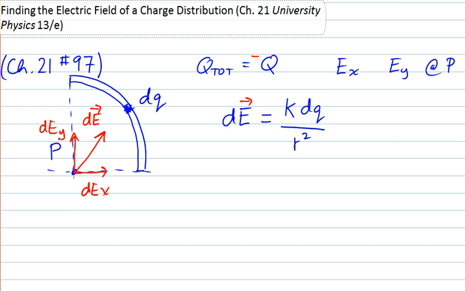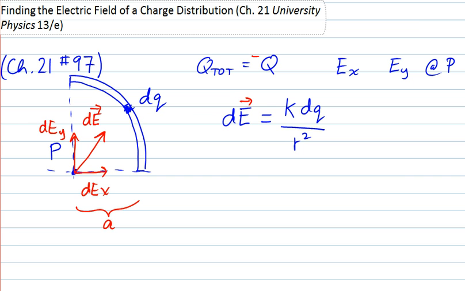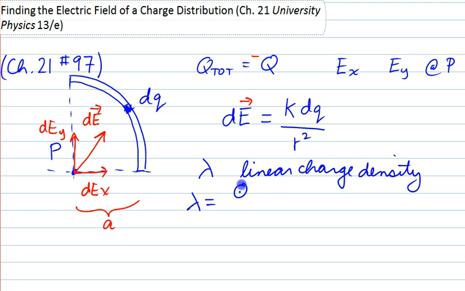Okay. So really what we need to do, we're given that this has a radius of a. What we really need to do is find an expression for dq, and we're going to make use of what we're going to call the linear charge density, lambda. Lambda is the linear charge density, so it's the total charge divided by the total length.